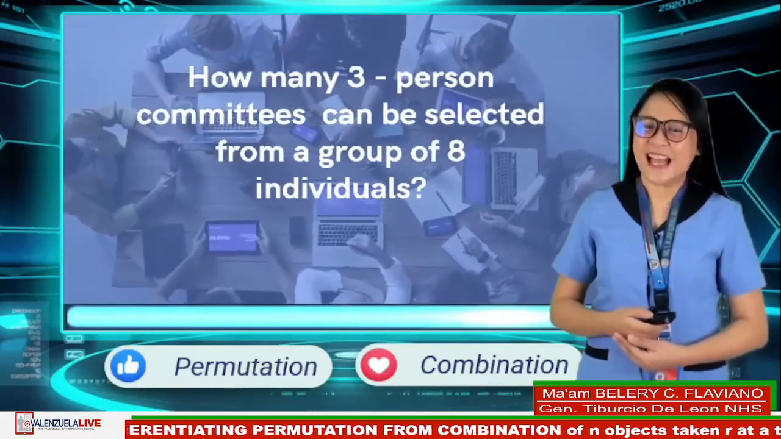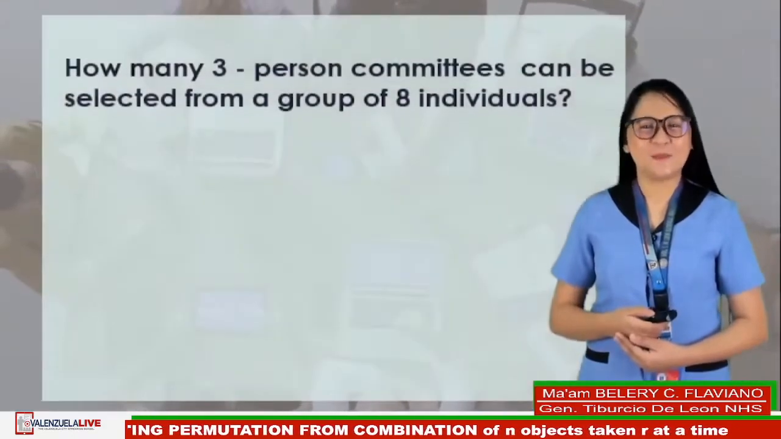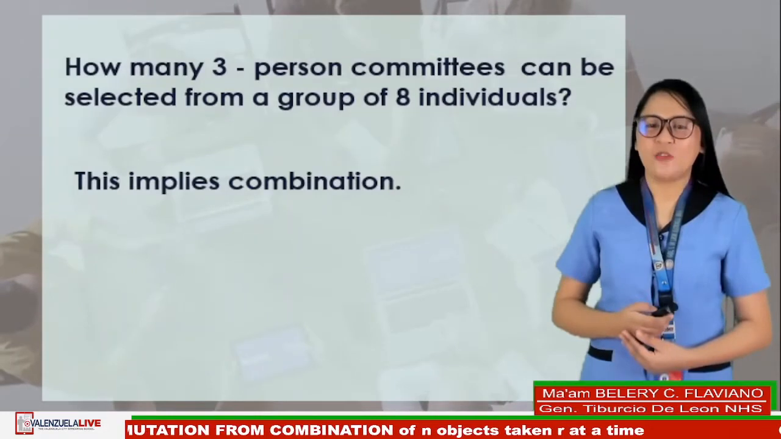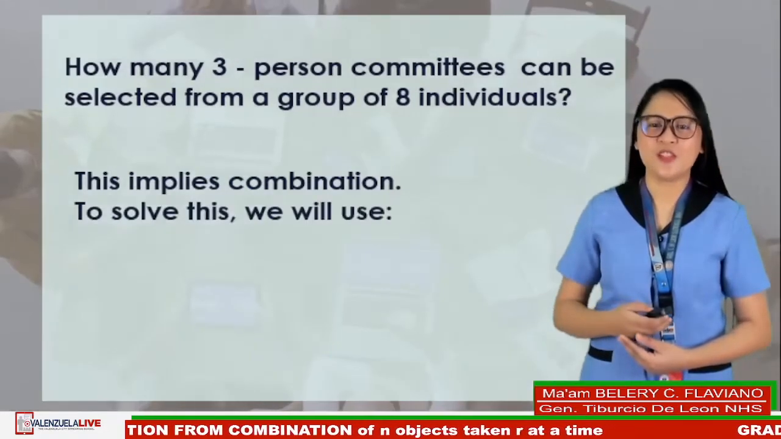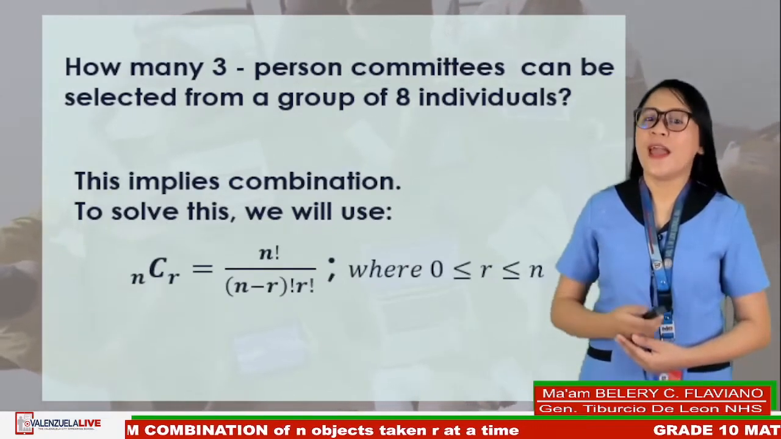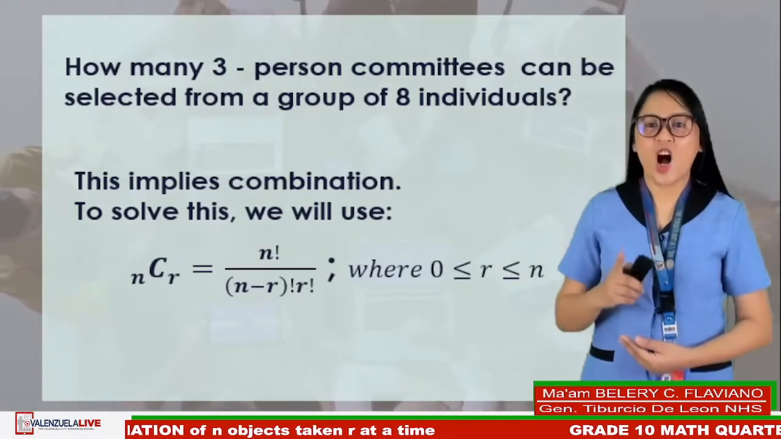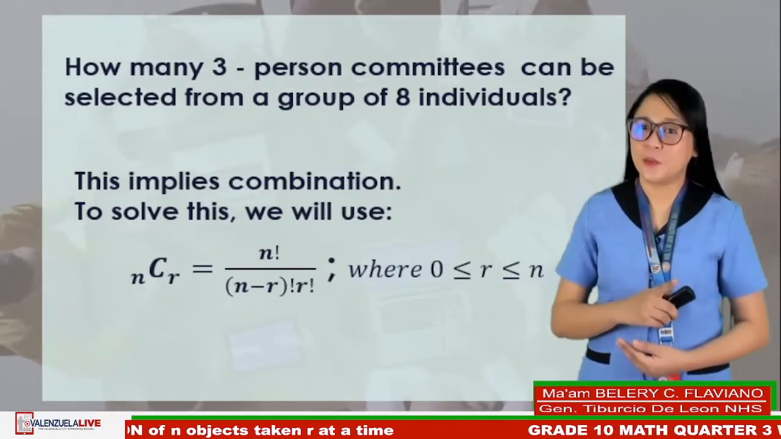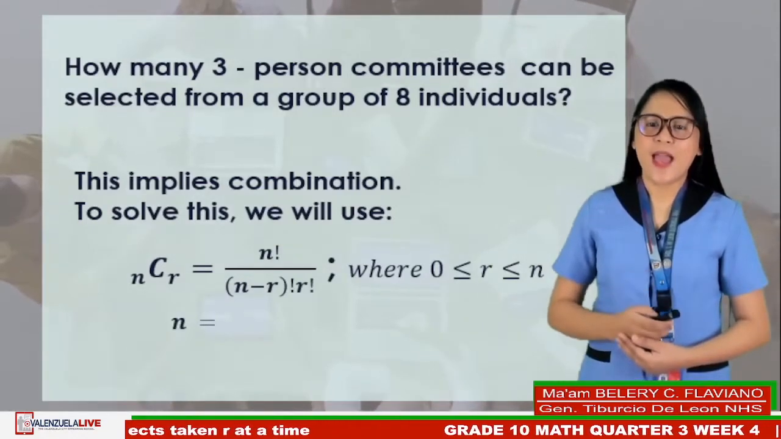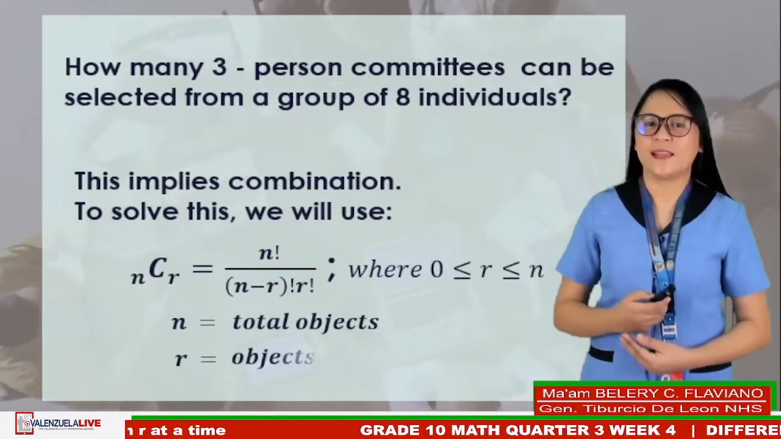The correct answer is combination. Let's answer this problem. Now, this problem implies combination. Of course, to solve this, we will use the n choose r formula, that is n factorial over n minus r factorial times r factorial. Remember that r is greater than or equal to 0, but less than or equal to n. Okay? n, of course, is the total objects, while r are the objects selected at a time.